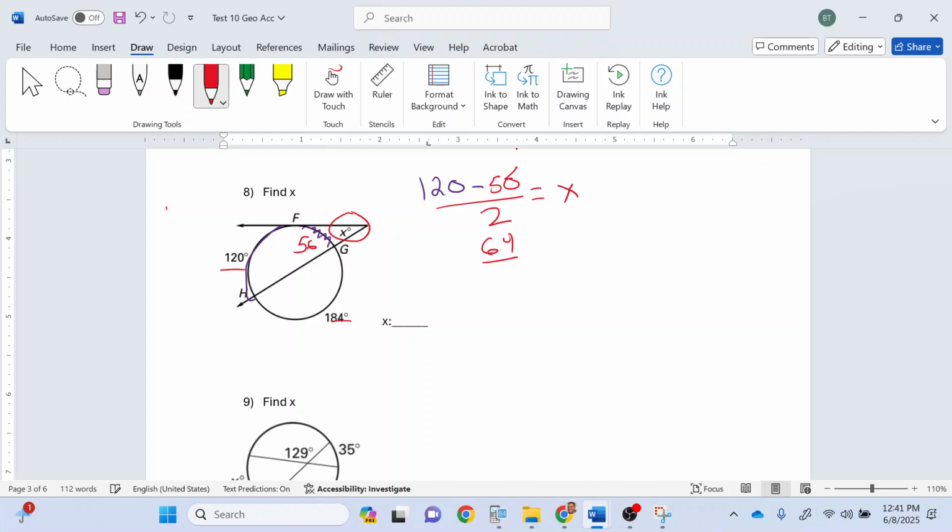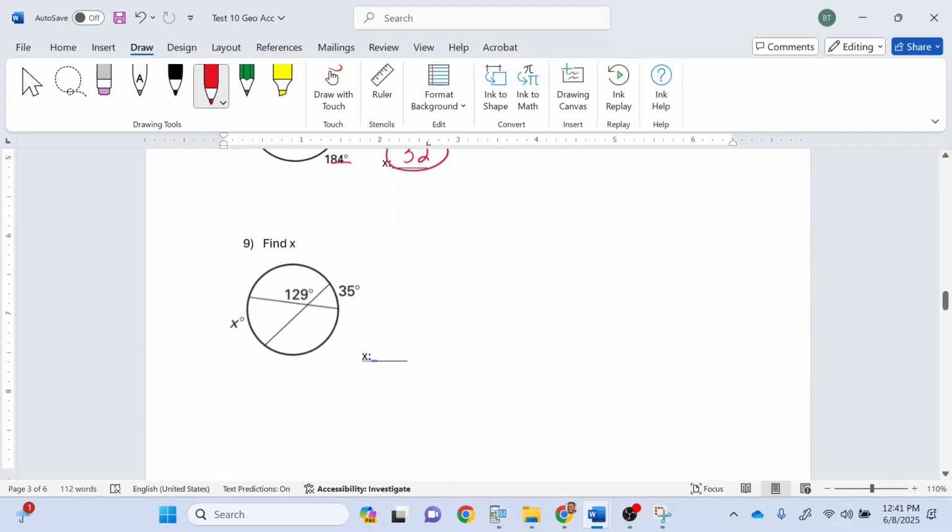That's 64 divided by 2, that's 32. So that's the angle on the outside. When I'm talking about an angle on the inside, you average the two angles. If this is 129, I should know from 180 minus it, because it's a linear pair, this is going to be 51. So I know it's going to be 35 plus a mystery x divided by 2 equals 51.